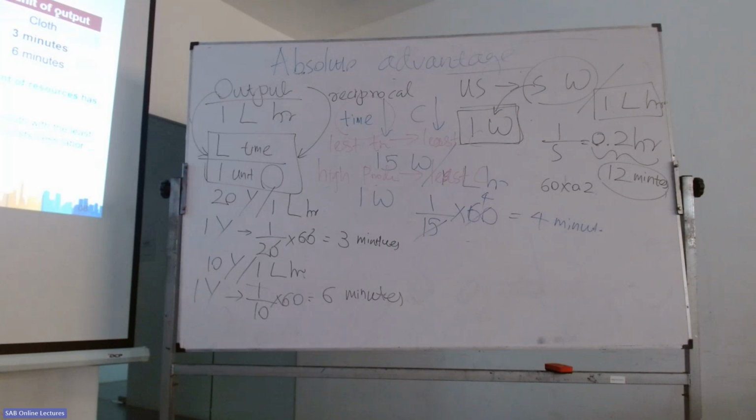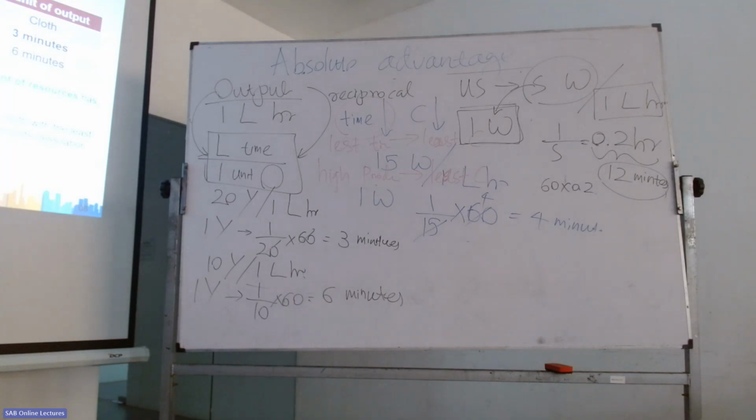Similarly, when it comes to cloth production, to produce 1 yard of cloth in the US it requires 3 minutes. We calculated it by dividing 1 over 20 multiplied by 60. In the UK, to produce 1 yard of cloth, it requires 6 minutes. We got that number from 1 over 10 multiplied by 60. So this data shows the time required to produce a unit of output.